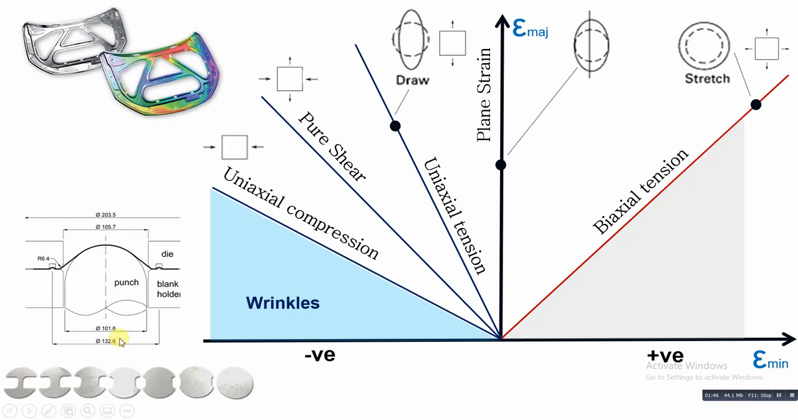So this is only one point. This is maybe resulted from four or five Nakajima tests carried out on this specimen. And this point may be generated by making four or five Nakajima tests using this specimen. And the other specimens are presenting the states of stress located here from uniaxial to biaxial. For example, this is maybe the case of plane strain, and this is maybe the case of stretching.